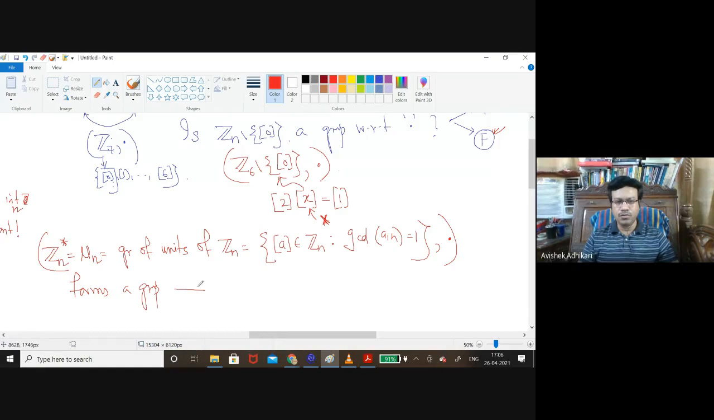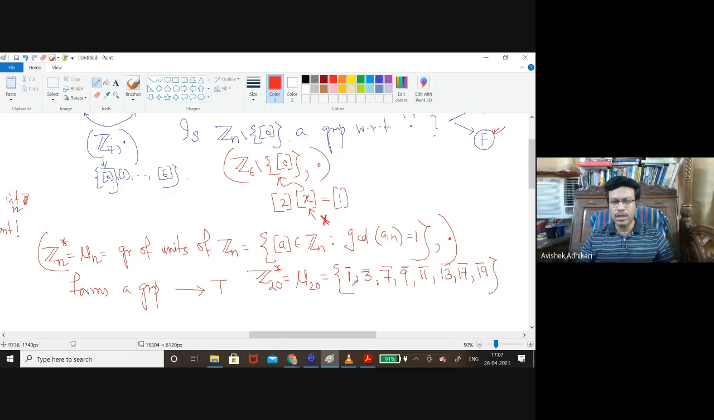And this is true. For example, suppose you have Z20 star, that means U of 20. Now tell me how many elements and who are the elements? So 1 should be there, 2 will not be here, 3 will be here, 4 will not, 5 will not, 6 not, 7 would be here, 8 will not, but 9 will be there, 10 will not, 11 will be there, 12 will not, 13 will be there, 14 will not, 15 will not, 16 not, 17 will be there, 18 will not, 19 will be there.